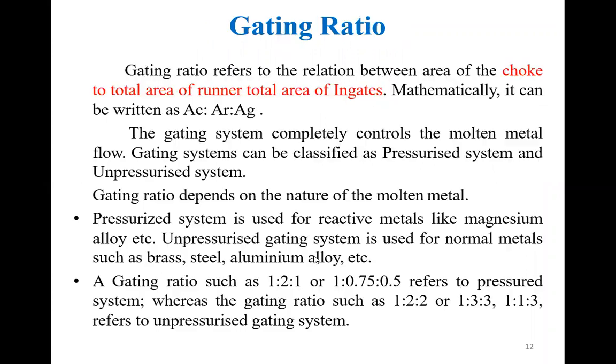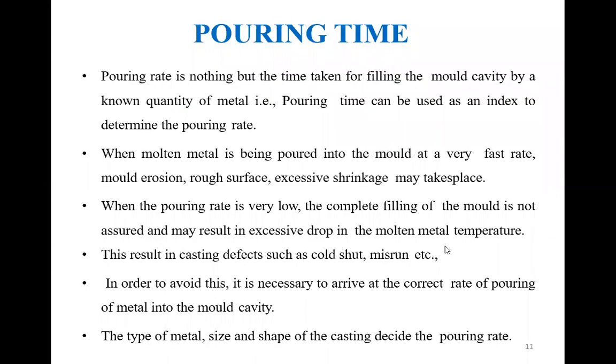When different types of gating systems are used, what type of defects will you get? When pouring is very fast, you get a rough surface, mold erosion, and excessive shrinkage. When it is very slow, you get a cold shut and misruns.